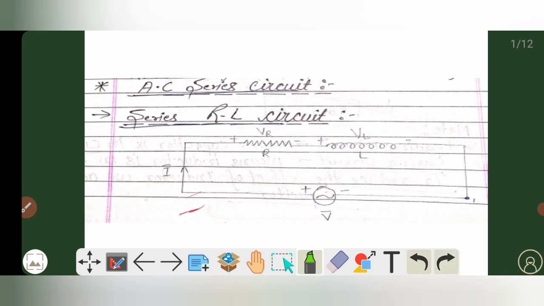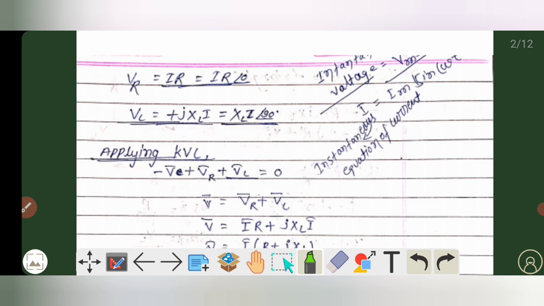Both these elements are connected in series. The voltage across the resistor is VR and the voltage across the inductor is VL. We have denoted the overall current by I and the supply voltage is V. The voltage across the resistor is IR, and as we know in a resistive circuit the angle between current and voltage is 0 degrees, so we write IR at angle 0 degrees.